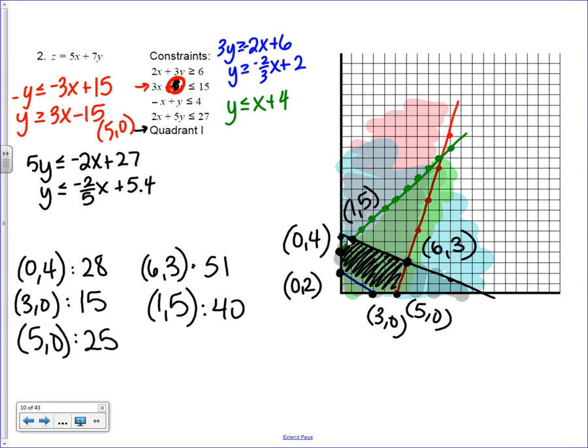Did I get them all? 1, 2, 3, 4. I'm missing one. Which one did I miss here? Looks like (0, 2), which should give me 14. Okay, so my min is that 14. And my max, it looks like, is this 51 up here.